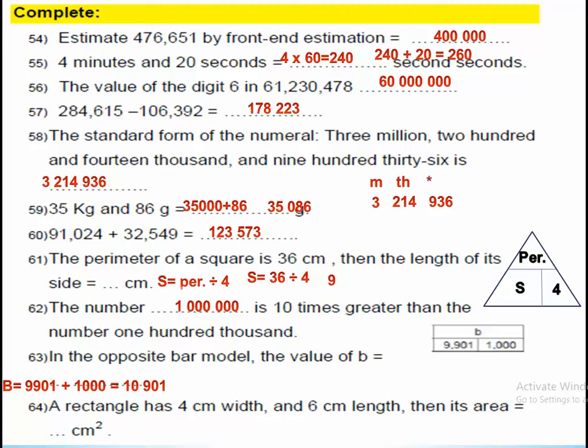A rectangle has 4 centimeter width and 6 centimeter length. Then its area, we know that area of a rectangle equals length times width equals 6 times 4 equals 24 square centimeters.